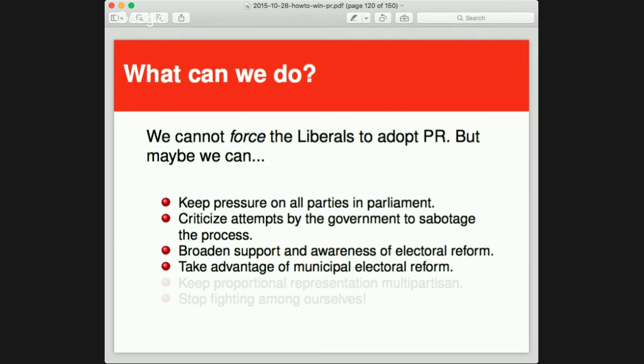I would propose that we should take advantage of municipal election reform and implement some ranked ballots and proportional representation where it's appropriate. I don't know exactly where it's appropriate. I'm still trying to figure that out for myself, but you should think about that too.